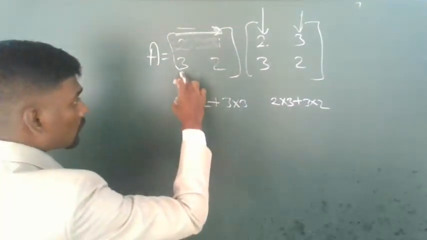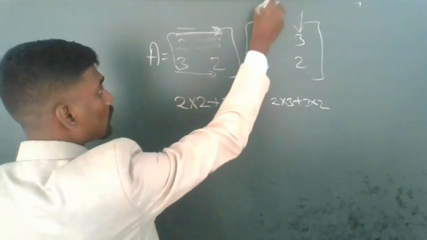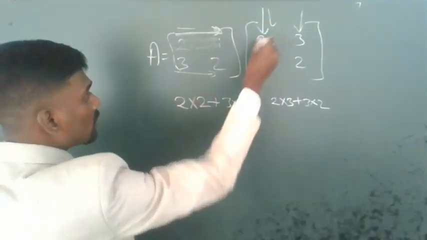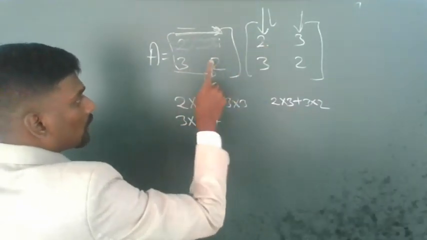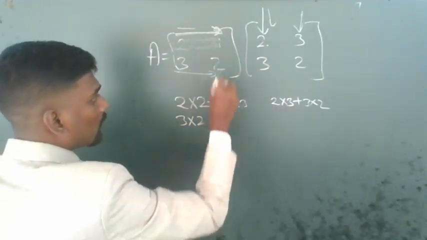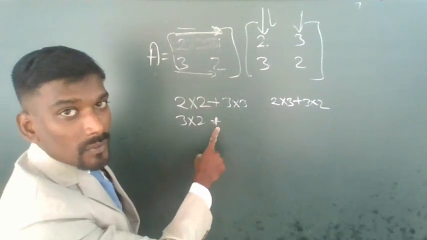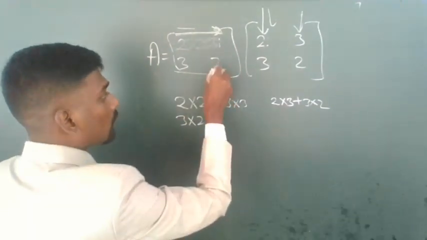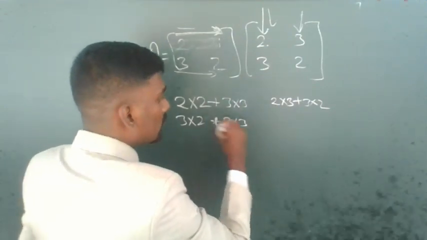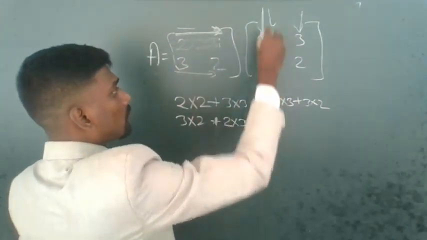Now what you are going to do? You are going to multiply this row and this column. That means 3 into 2, 3 into 2. First element here, second element here, and always you have to add here, unless it is minus, then you have to subtract. Now this is over. Forget about this.